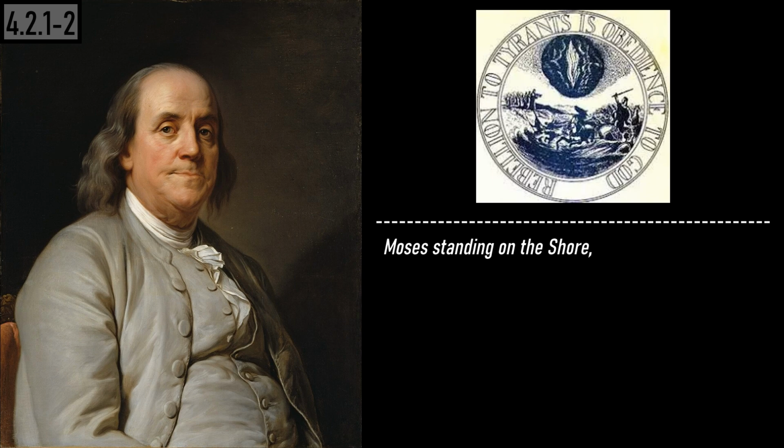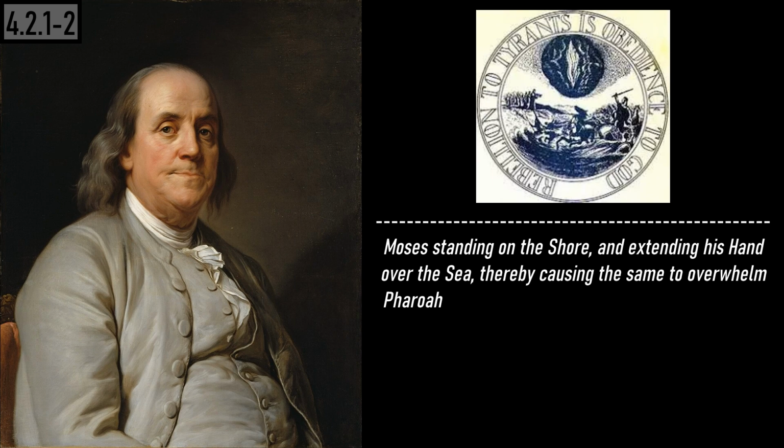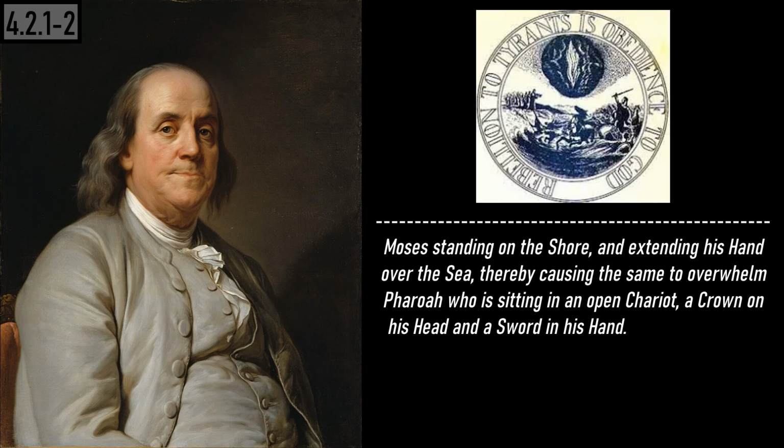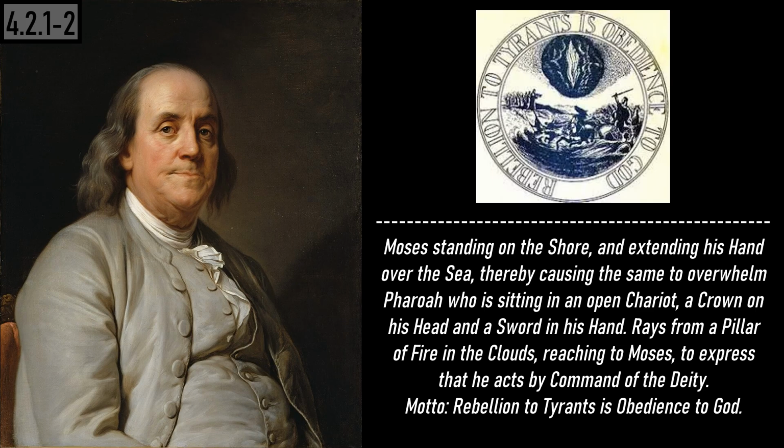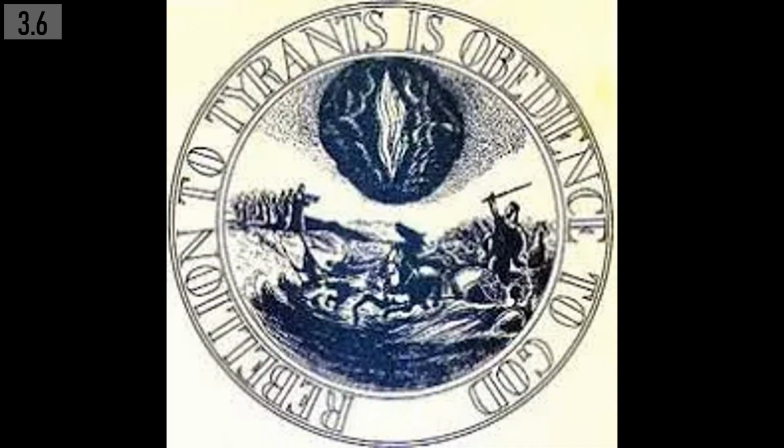Quote, Moses standing on the shore and extending his hand over the sea, thereby causing the same to overwhelm the Pharaoh, who was sitting in an open chariot, a crown on his head and a sword in his hand, raised from a pillar of fire in the clouds, reaching to Moses to express that he acts by command of the deity. Motto, rebellion to tyrants is obedience to God. End quote. Yeah, this is what Franklin actually proposed instead of the turkey. I bet you didn't see that coming.